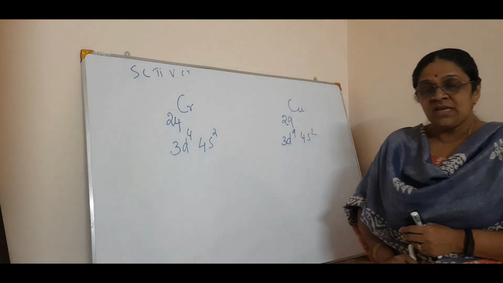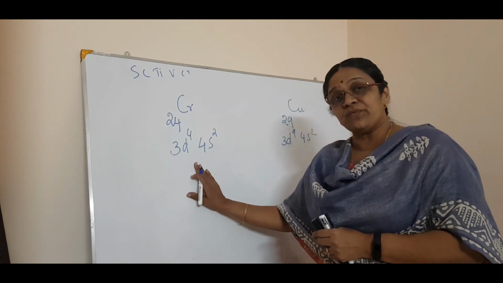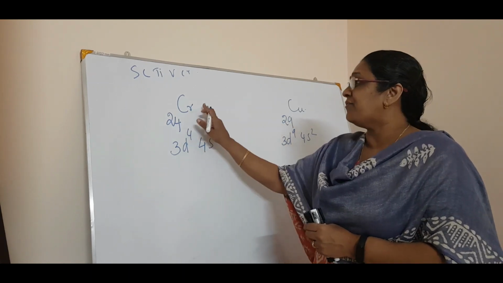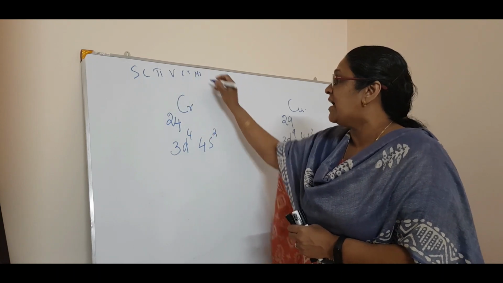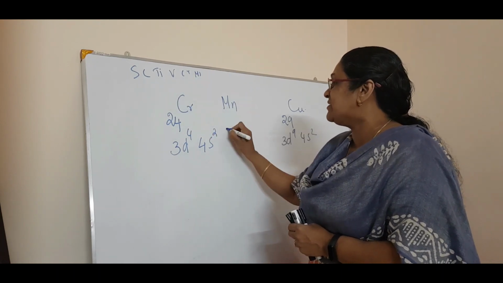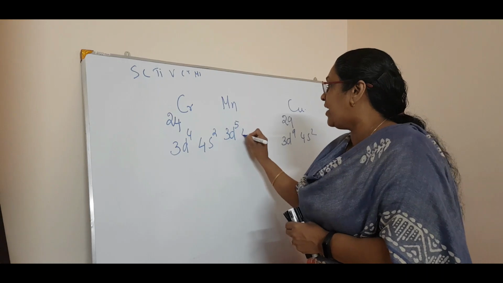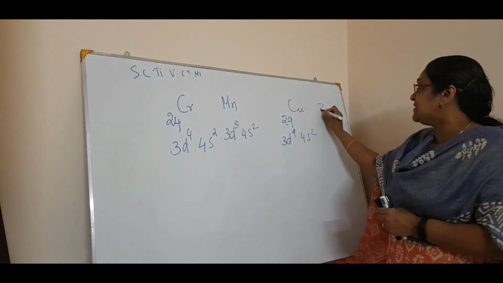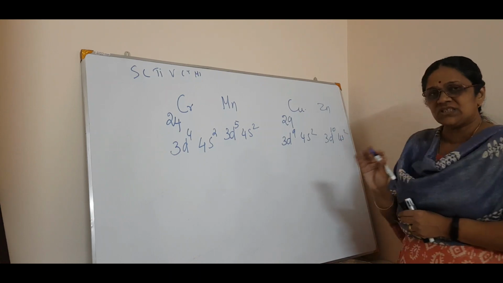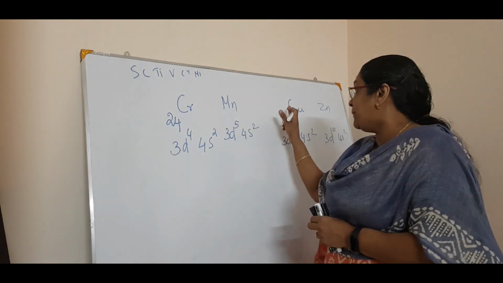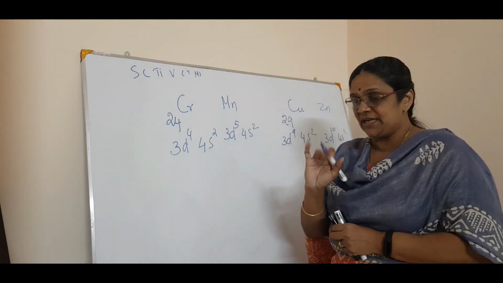Now in this case, after chromium, you get scandium, titanium, vanadium, chromium, manganese. After this, it is manganese. It is having 3d5 and 4s2. And here it is zinc. It is having 3d10, 4s2. Just for this, these two elements you have to study the stability.